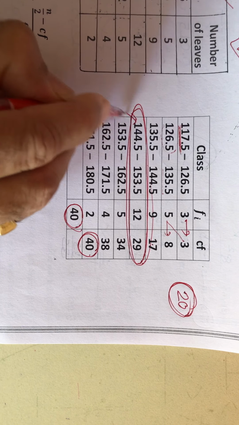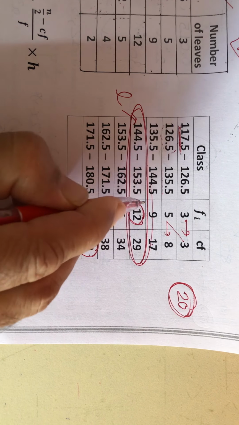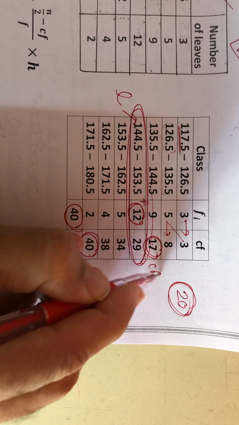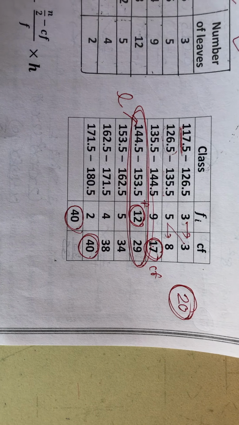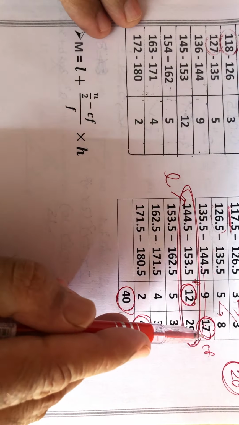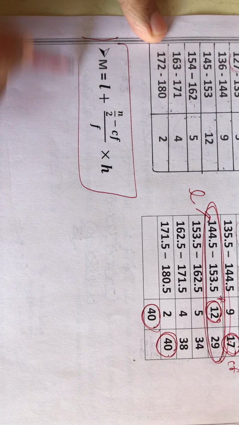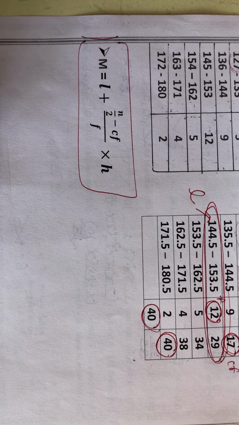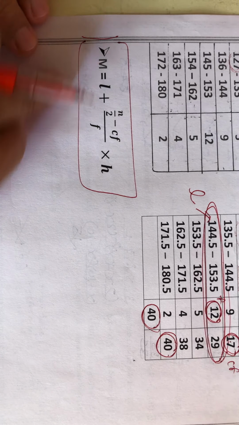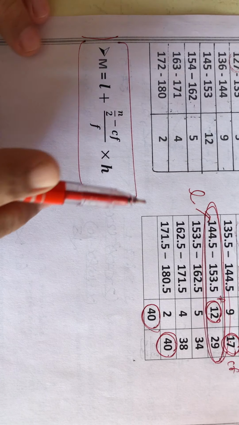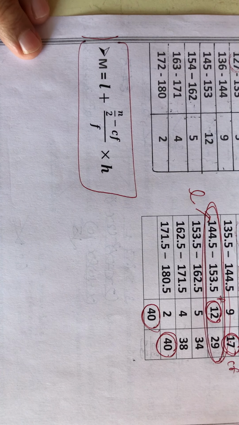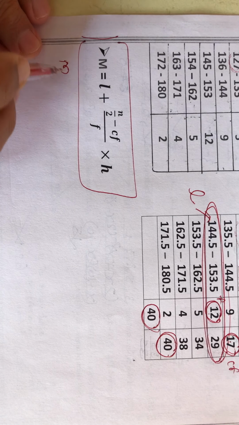So this one is our L. This one is our F. This one is our CF. Okay, easy. Now CF is there, F is there, L is there. We know the formula. Substitute the values, you will get answer. Okay. Now it is very easy. Substitute all the values in this formula, you will get answer. Okay, easy છે. ચલો ફરી વેલ્યુ મૂકી આપું.